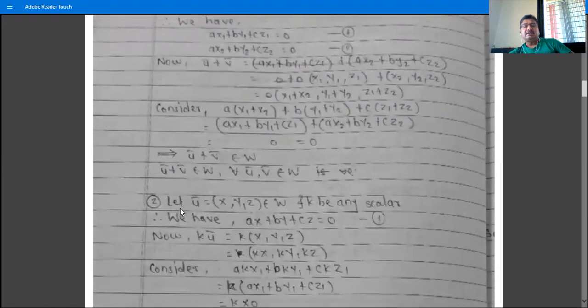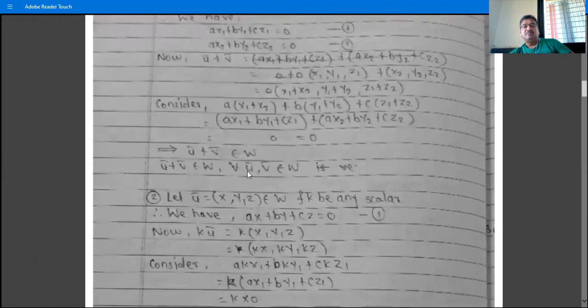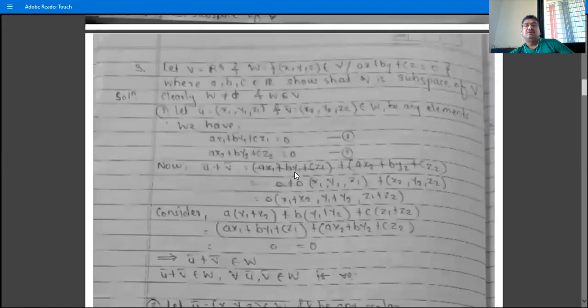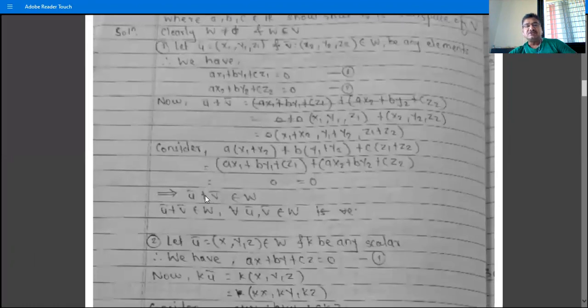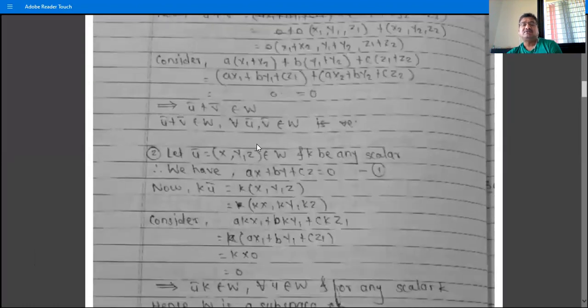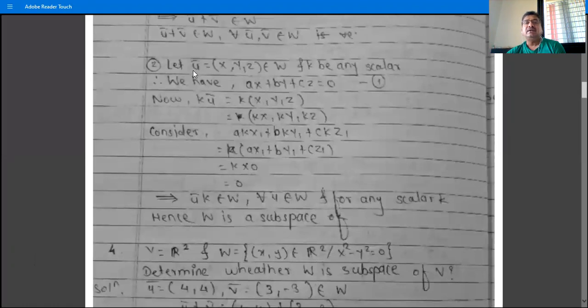Therefore we say that U bar plus V bar belongs to W for all U bar and V bar belonging to W, because these are any two arbitrary elements of W, and the condition is satisfied for arbitrary elements, therefore it is satisfied for all elements. Then the next condition: take one element of W, suppose x, y, z as an element of W, and let k be any scalar. Now we have to show k into U bar belongs to W, where k is any scalar.